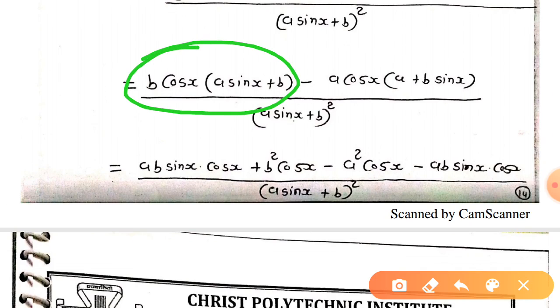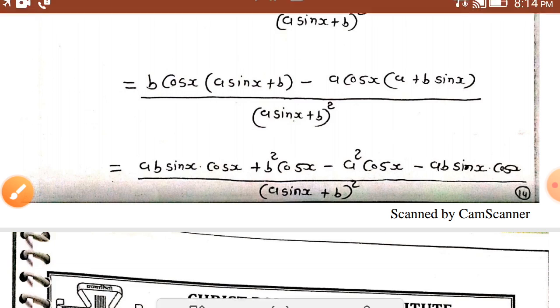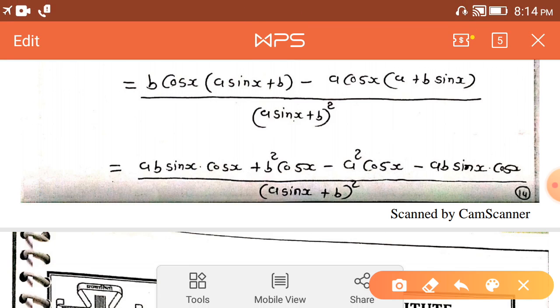B cos x point નો ઉપયોગ કરું છું. Observe this. B cos x is multiplied with the a sin x. So this is nothing but the ab sin x. In second step, b cos x is multiplied with the b, that's why is equal to b square cos x. Good.